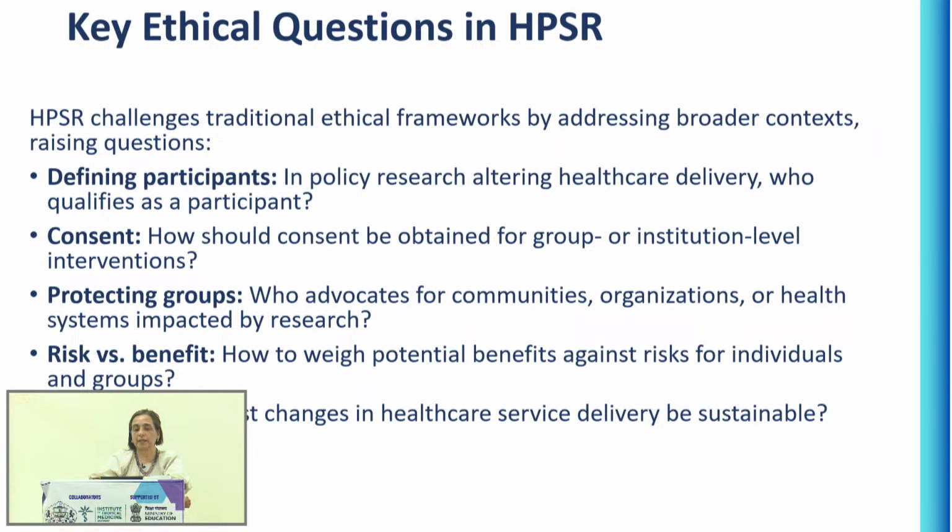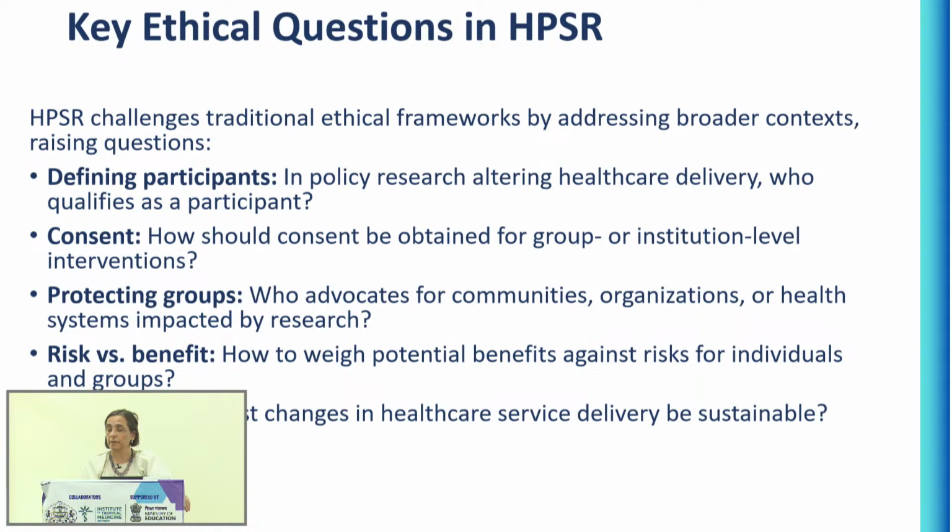The next thing is about protecting groups. So because health systems research often has broader impact on particular communities, we need to think about who is advocating for the communities, the organizations, or the health systems that are impacted by research. So the questions of protecting the informant in a classical clinical research where you're advocating a new drug, you have to look very carefully at the individual level, side effects, the risks, the benefits, what this means. Becomes a bit more complicated when you're thinking about a health systems intervention, because there will be different communities impacted by your research.